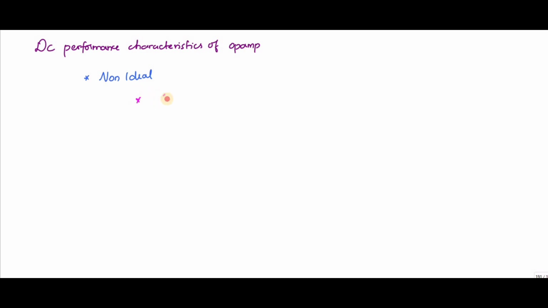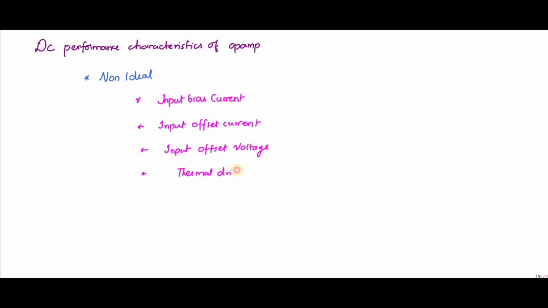So the first one is input bias current and input offset current. The next one is input offset voltage. The next one is thermal drift. So in this, let us first discuss input bias current.